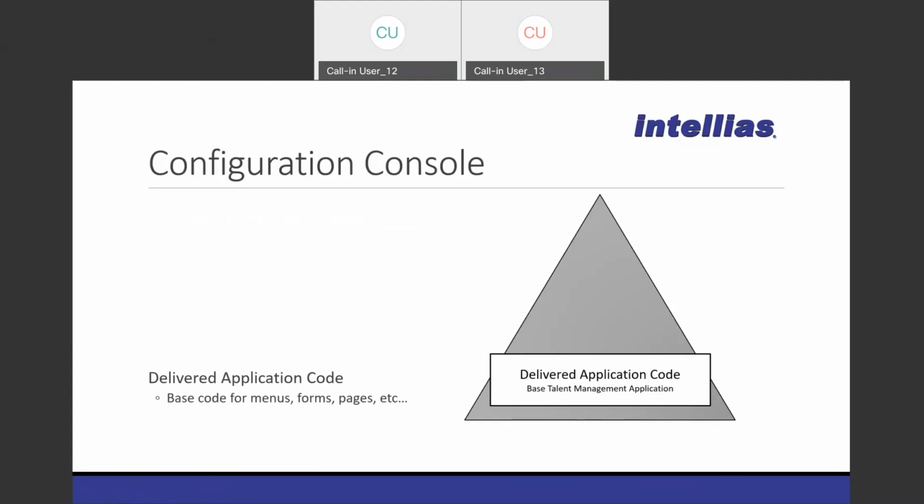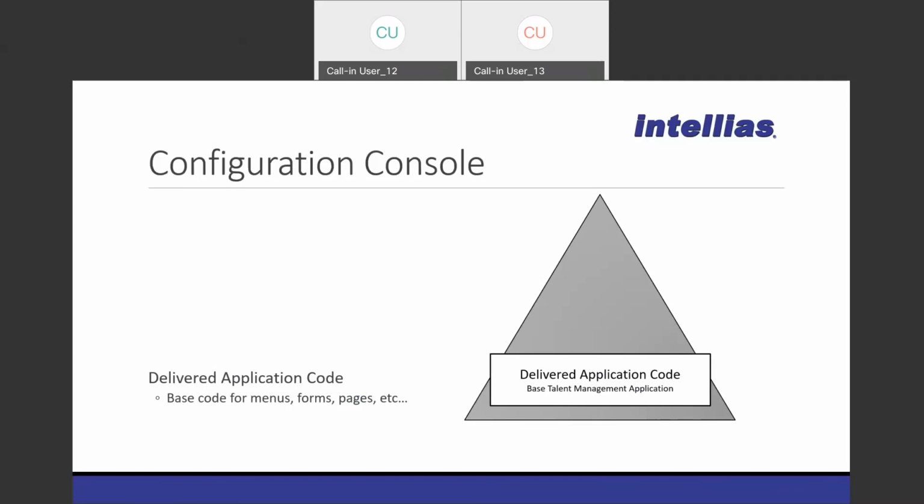So I like to use this pyramid or this hierarchy to explain what exactly a configuration is, really as compared to a customization. How do these all relate to one another? So at the bottom level is going to be the delivered application code. That's the source code delivered by Infor for your CloudSuite applications, and it's not changeable.